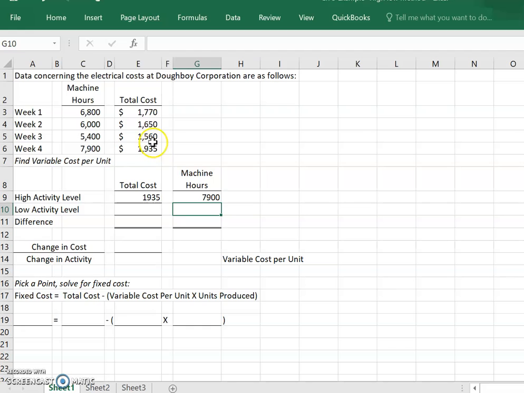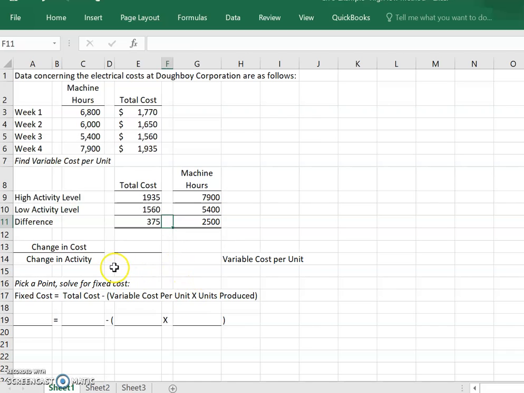Then I'm going to find my lowest point. This is my lowest point. I'm going to put those numbers in to my low activity level. And then I'm going to take the difference, subtract the two, the high minus the low. Again, we can copy that over to find those numbers.